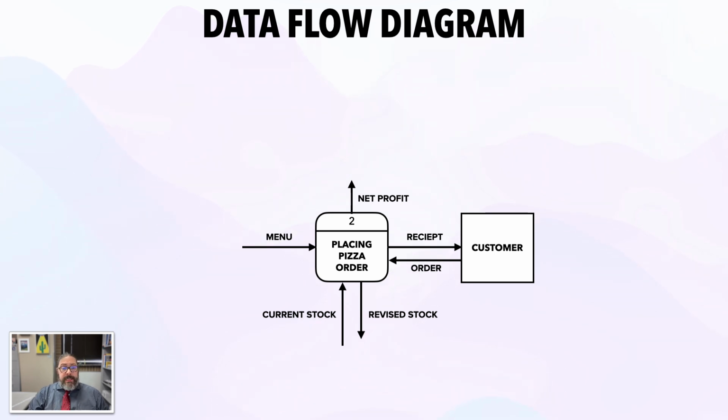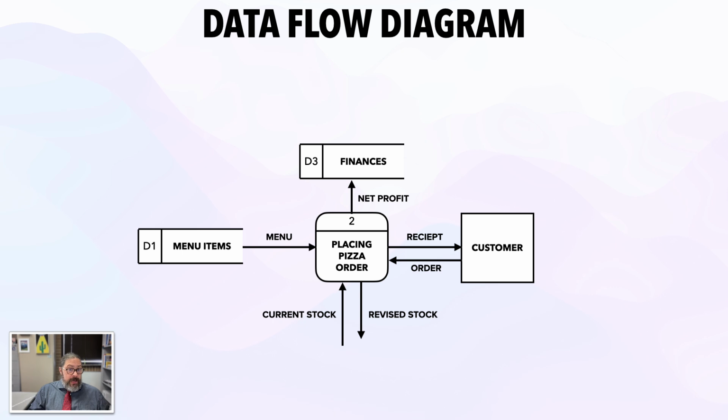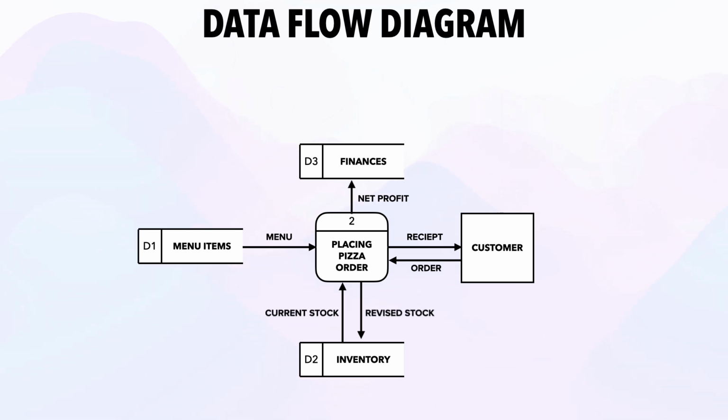Net profit that we see at the top, well, we're going to store this information. And so what I've represented here is what we call a data store, and I've labeled it finances to simply represent the idea that we store financial data. We also store menu item data, and that's where the menu data input comes from for the process of placing a pizza order. We also have a data store for inventory, as shown here on the screen.